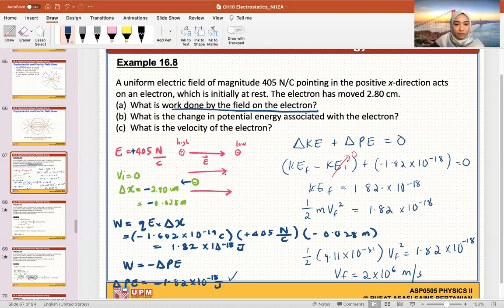Previously we talked about the condition for the electron. We said that the electron moved by 2.8 centimeters, and there's no force pushing it, which means it follows its natural tendency, which is to move to a higher potential, going to the left. So if I started at 0, my v final is going to be somewhere on the left. So that is the answer. It's to the left.